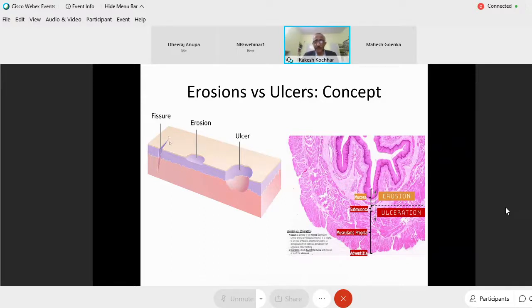A fissure, something seen very uncommonly, for example, in patients with Crohn's disease, is a clean cut-like thing. In contrast to an erosion, which is irregular, or an ulcer, which is irregular, a fissure is clean cut-like, and it can be in the mucosa or in the submucosa.